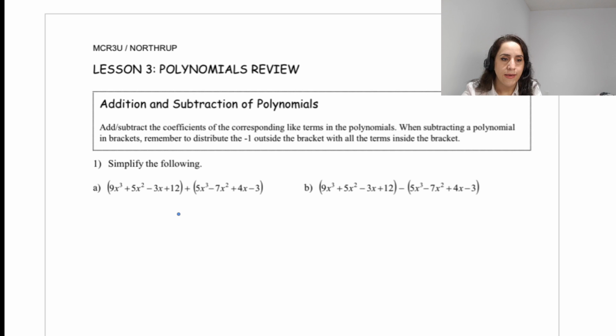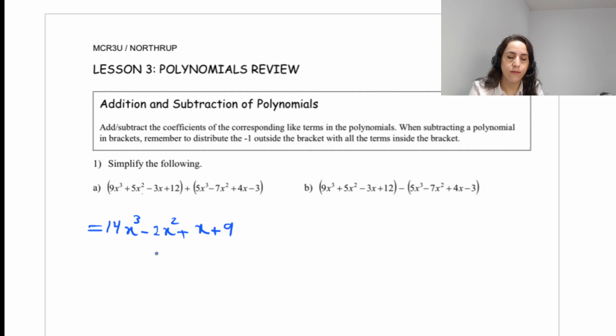Like here, if I add or subtract these polynomials, I'm just putting an equal sign. 9x to the power of 3 plus 5x to the power of 3, 5x squared minus 7x squared, negative 3x plus 4x, 12 minus 3. This is adding two polynomials. Here we are going to talk about the subtraction.